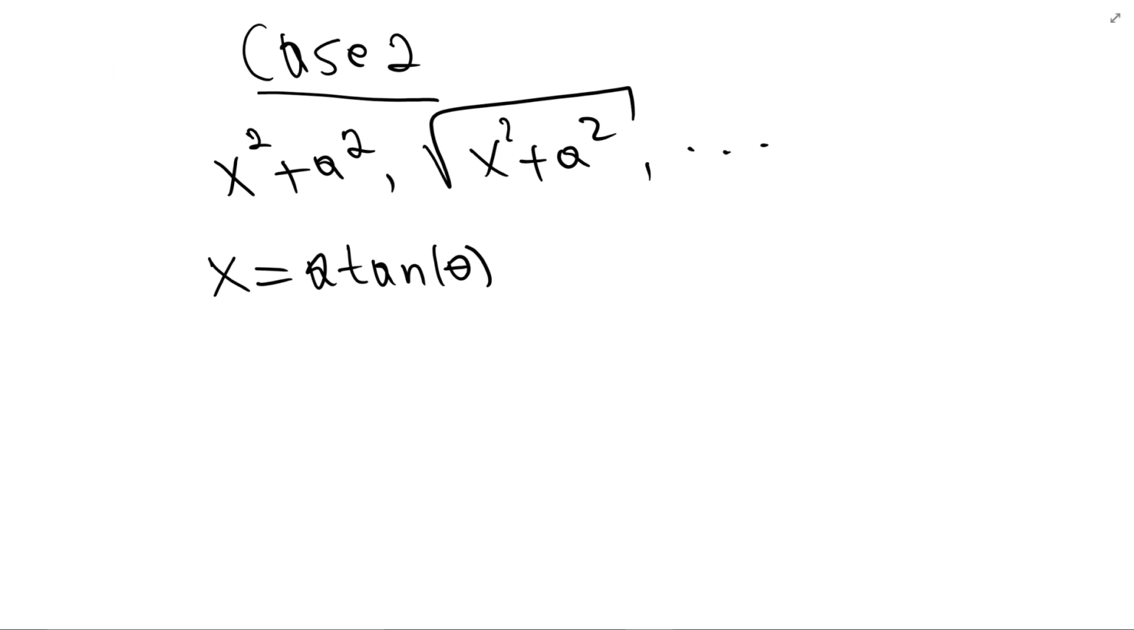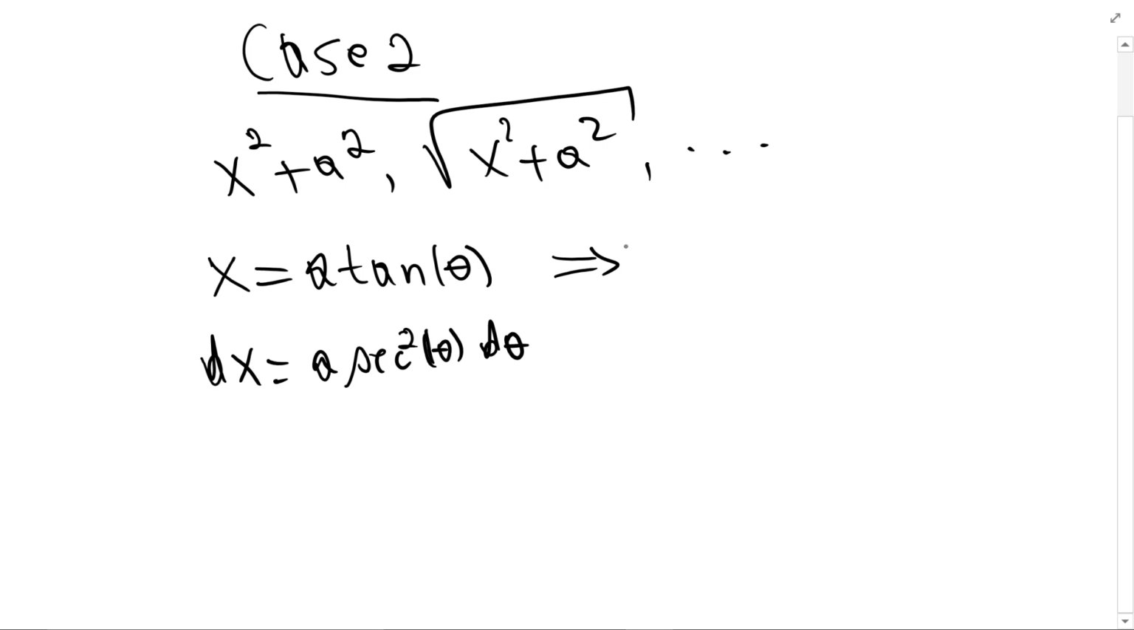When we get x to be a times tangent theta, we will then find dx, which will be a times secant squared theta d theta. Now, with respect to the trigonometric substitution, if you divide both sides by a, you will get tangent theta equals x over a. So we're going to use this to draw our right triangle.